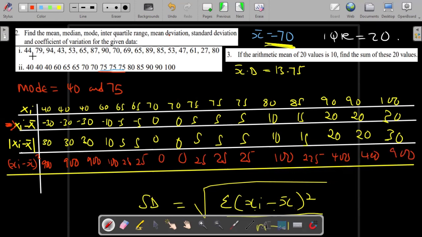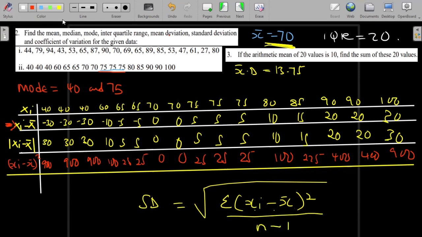Okay, so that is what we have as our values for the (xi minus x̄) squared. So we need to find its summation. So its summation, we just have to add this plus this plus this plus this until we reach there. So we're going to say 900 plus 900 plus 900 plus 100 plus 25 plus 25 plus 0 plus 0 plus 25, plus 25 plus another 25, and then plus 100 plus 225, and then plus 400 plus 400, and then plus 900 like that.